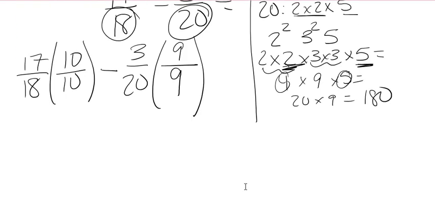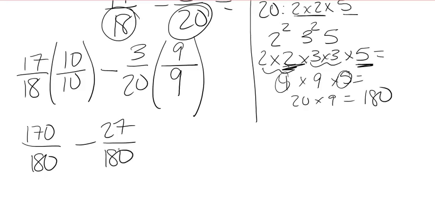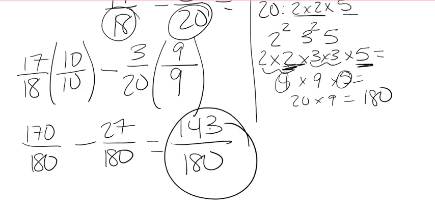Let us now multiply this out. So 17 times 10 is 170 over 180 minus 3 times 9, which is 27 over 180. Now we have a common denominator, and so now we can subtract. So 170 minus 27 is 143 over 180. So this is our final answer as we cannot reduce any further.